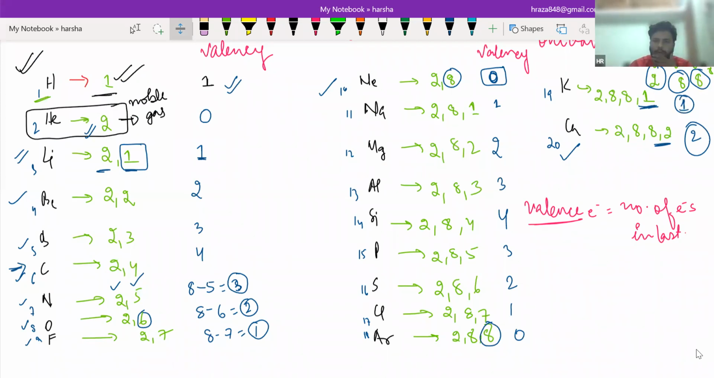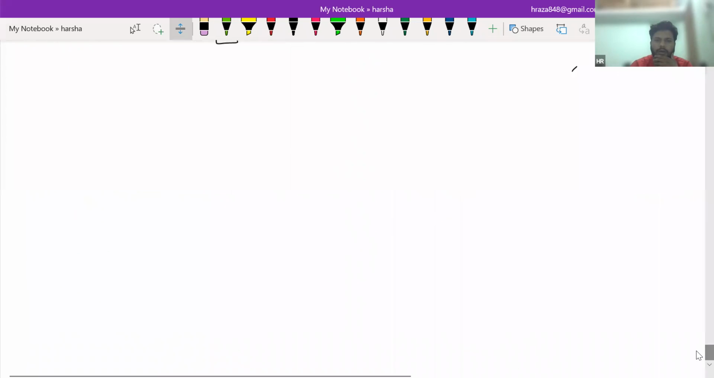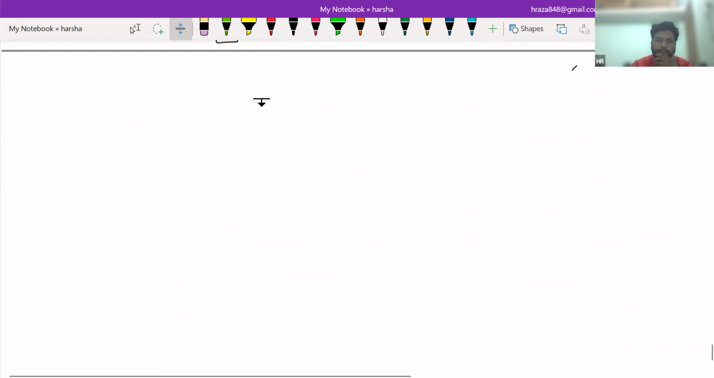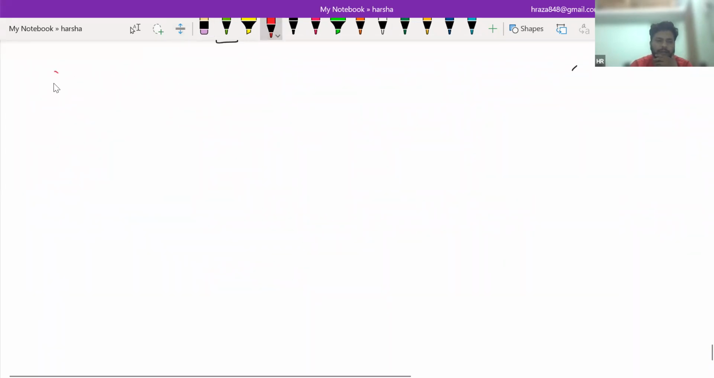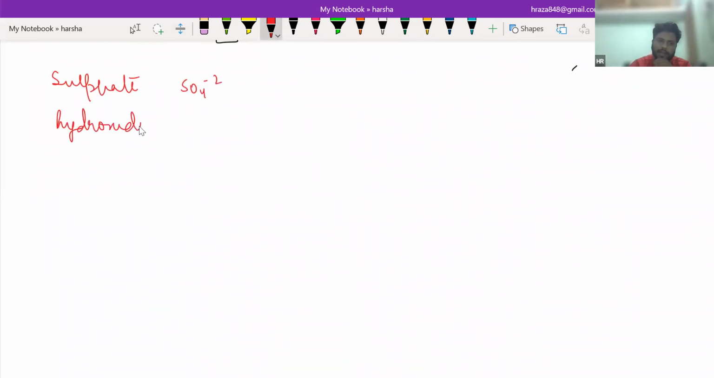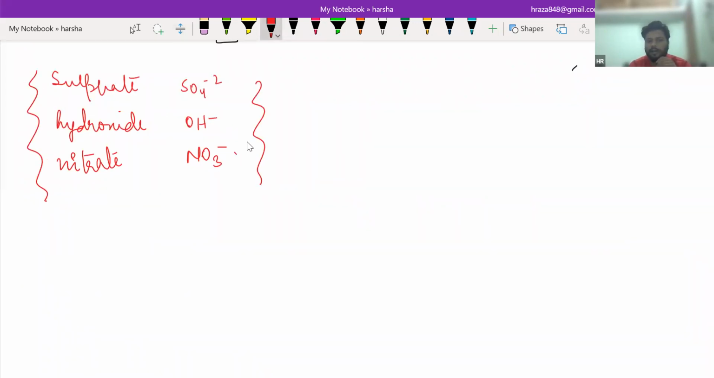Okay. Now I'm going to write the names of some compounds. Sulfate represents SO4 minus 2. I am writing it because it will be very important. Hydroxide means OH minus. Nitrate means NO3 minus. And whatever is the sign, that is basically the valency.